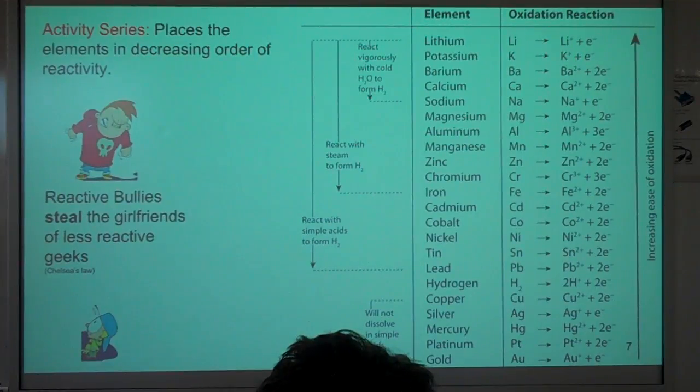We don't do that. Chelsea's law. A student a few years ago, this was the only way that resonated with her on what is happening with the reactivity of metals.